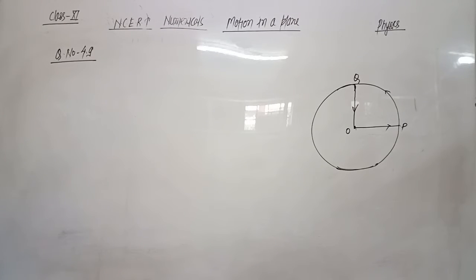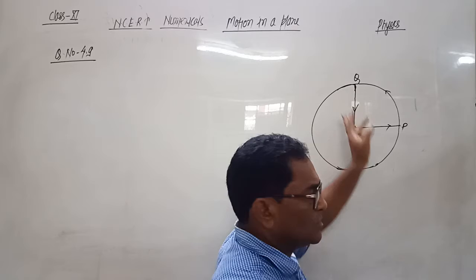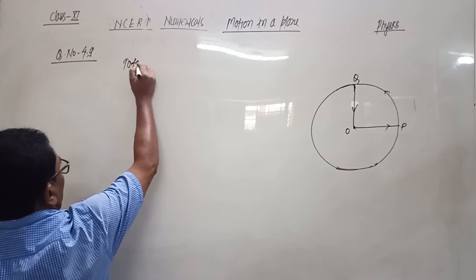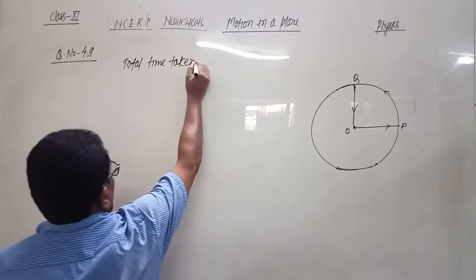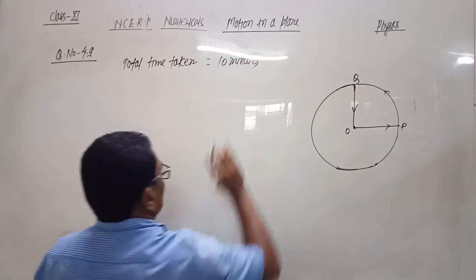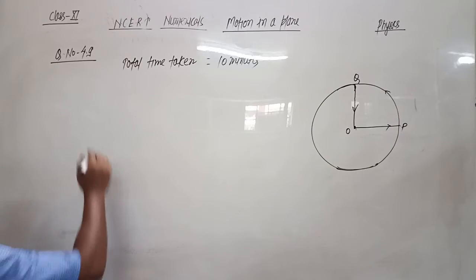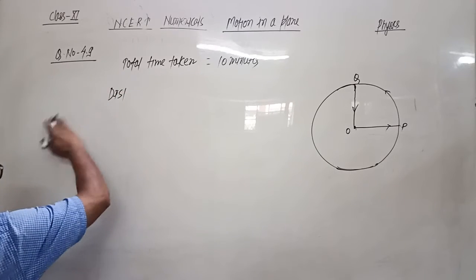So we have to find, if the total time taken in going from O to P, then P to Q, and from Q to O is 10 minutes, calculate the net displacement. So the net displacement will be 0.